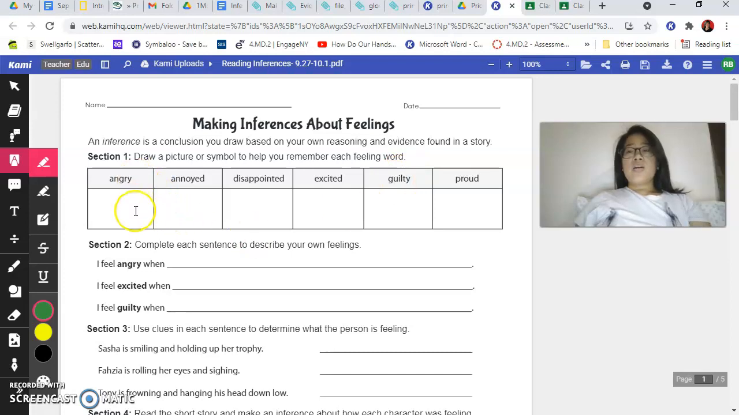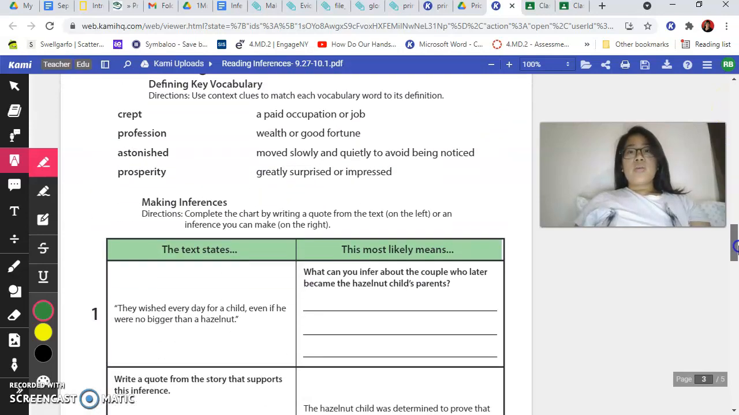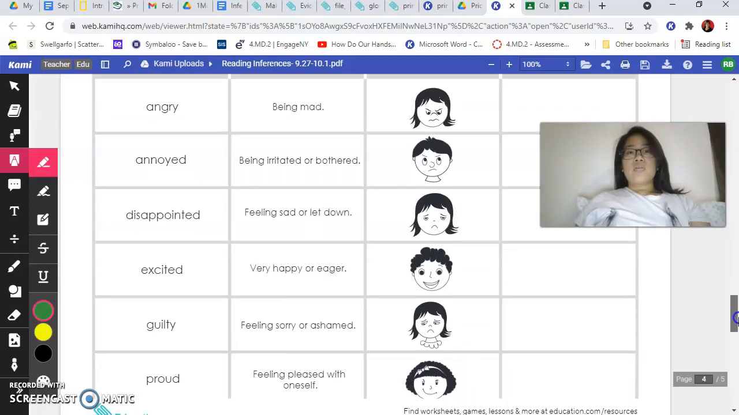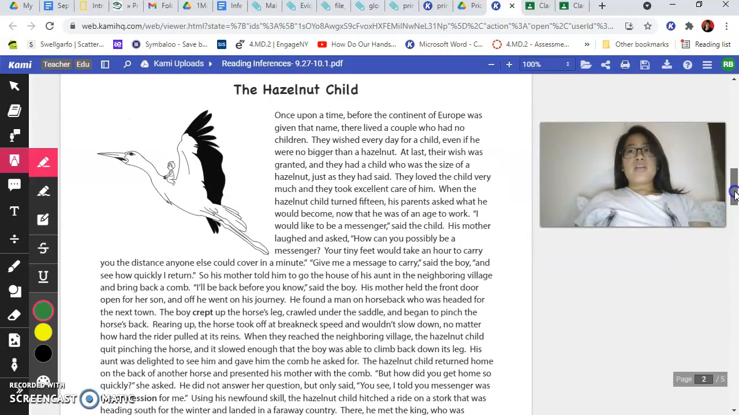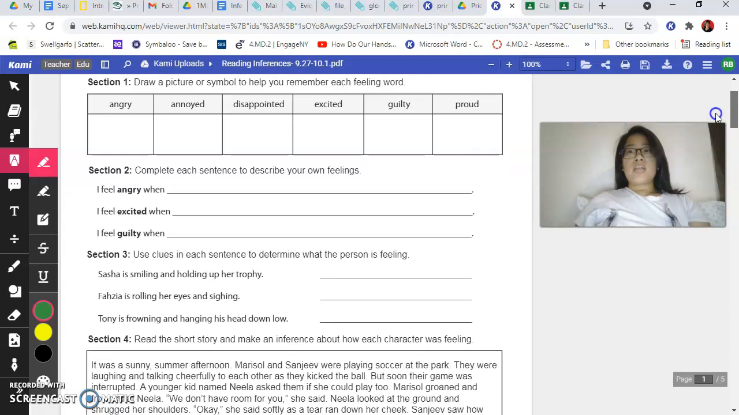What would you think of, or what emoji would you use when you see the word angry? You would draw it here. Annoyed, disappointed, excited, guilty, proud. On the bottom of the sheet, you may use the reference located on page 4. Let's go back to page 1 for Monday.